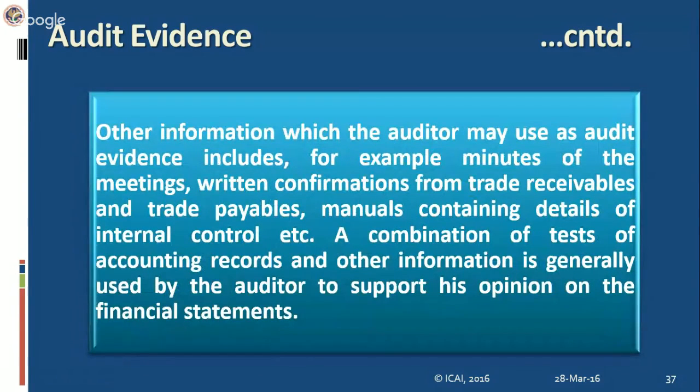Other information which the auditor may use as audit evidence includes, for example, minutes of the meeting, written confirmation from trade receivables, trade payables, and manuals containing details of internal controls. This is what you can include in the other information.